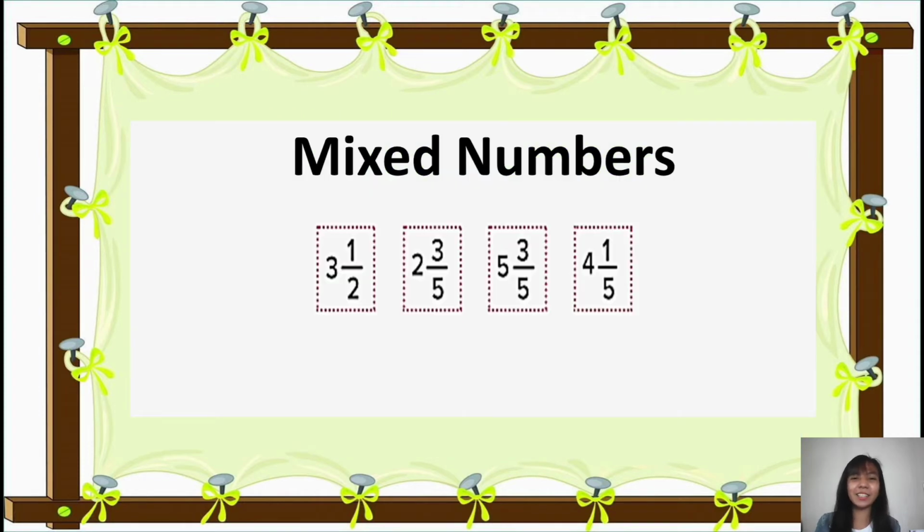Alright. So next, I just need to show you here the examples of mixed numbers. Again, these are the mixed numbers. We have here 3 and 1 over 2, 2 and 3 over 5, 5 and 3 over 5, 4 and 1 over 5. Again, these are examples of mixed numbers. When you say mixed, it has a whole number and then a fraction. A combination of a whole number and a fraction. Alright?